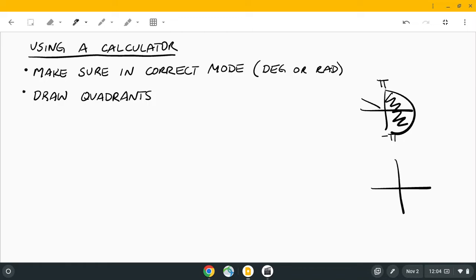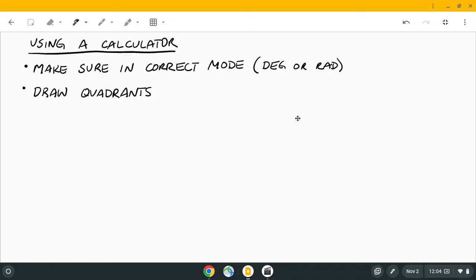And then same thing with cosine. It'll only give you angles from 0 to pi, right? So from here and here. So if you need an angle that's down here, you won't get that on your calculator. So you'll have to figure that out on your own. Okay, so definitely draw quadrants.